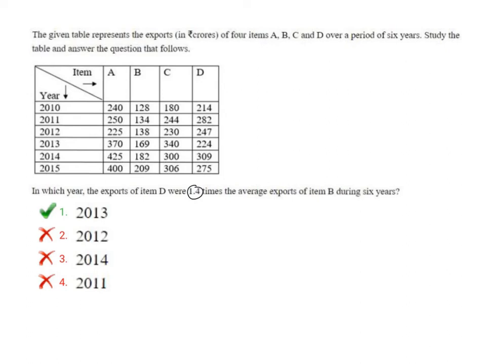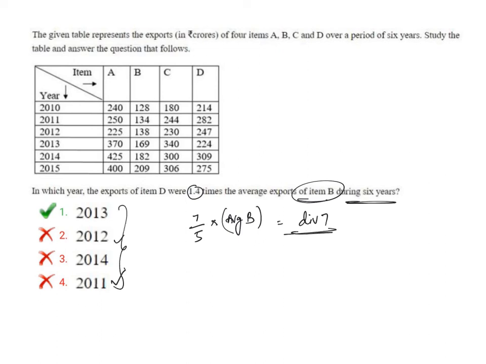1.4 times means you can say 14 by 10, which is 7 by 5 times the average exports of item B. So the average of item B during the 6 years. So definitely the answer is divisible by 7, we know. And look at the options you have: 2011, 2012, 2013, 2014. Look at 2011. In 2011 it is 282. So it will not be divisible by 7 because 28 perfectly goes in 7.